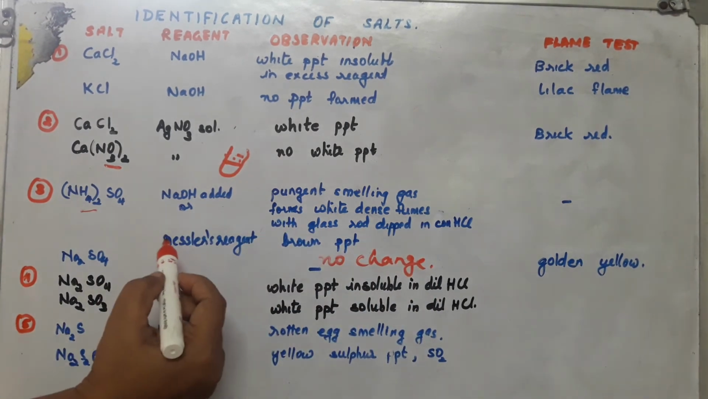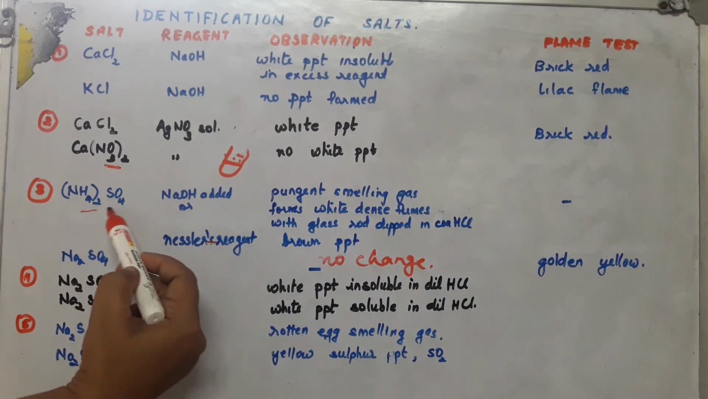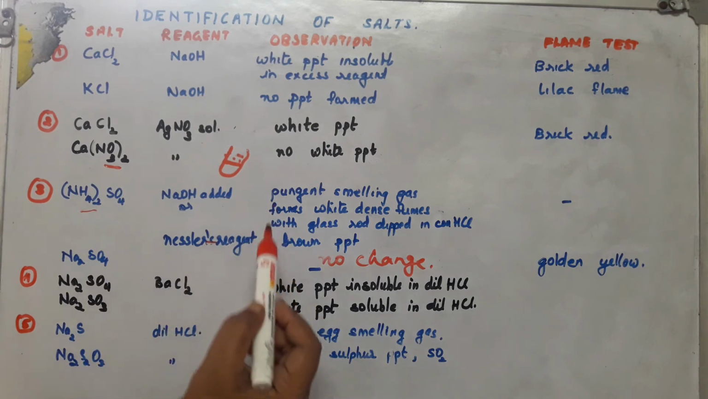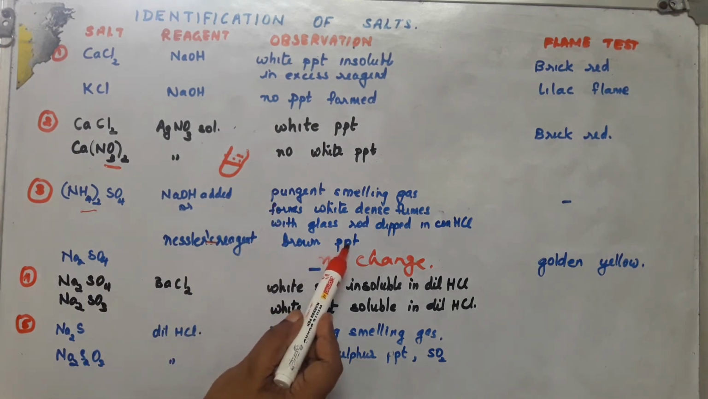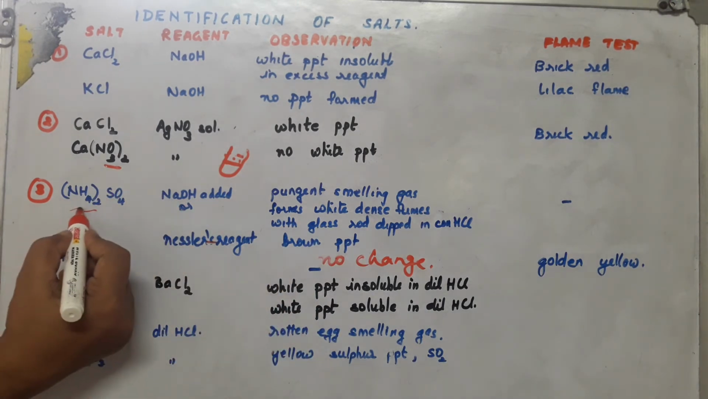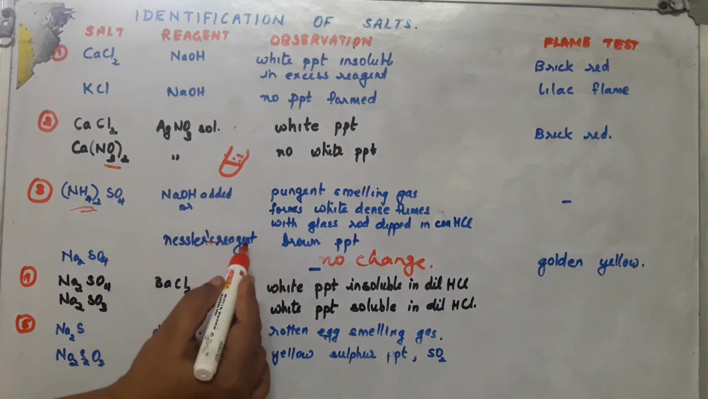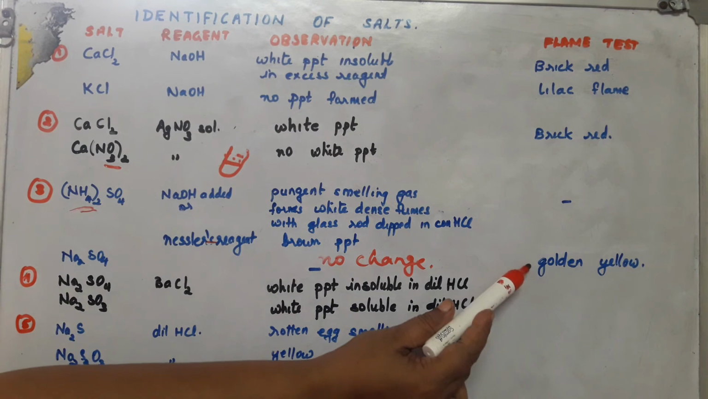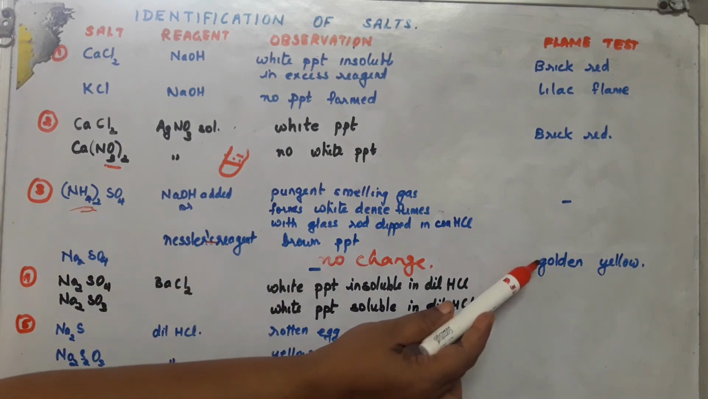In the same way, if you are going to add Nessler's reagent to the ammonium sulfate solution and sodium sulfate solution, in case of ammonium sulfate, you will see a brown precipitate form. So that is the identification of ammonium ion. Whereas with sodium sulfate, there will be no change. But the metal ion can give a golden flame in case of sodium flame test. Sodium will be giving a golden yellow flame.